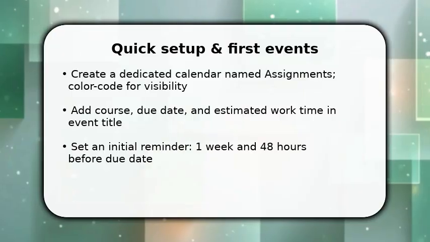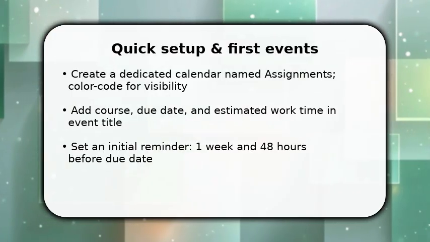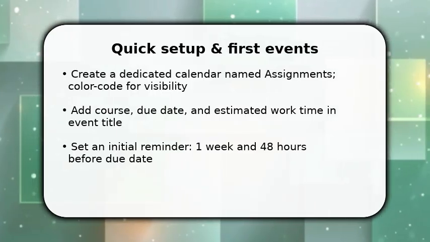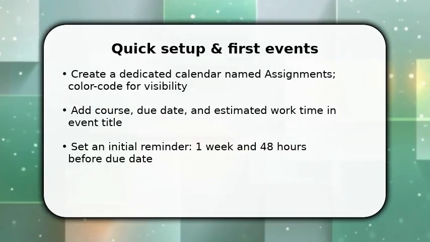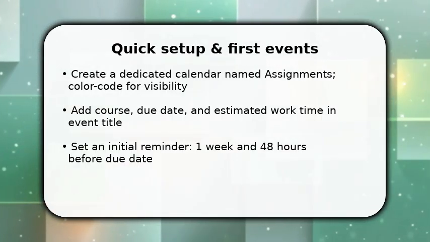Enjoy the video. Open Google Calendar and create a separate calendar called Assignments so items stay distinct. You add the first event by entering the course and due date in the title, then set the event duration to match estimated work time.